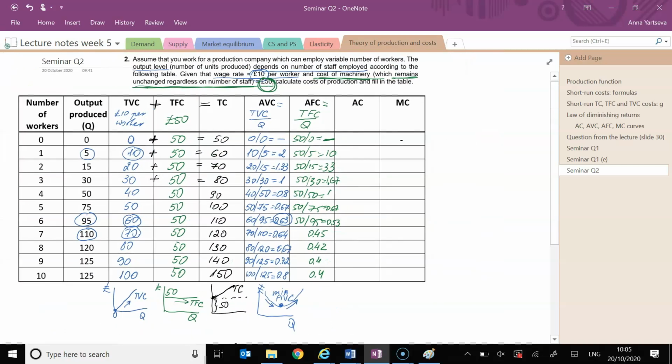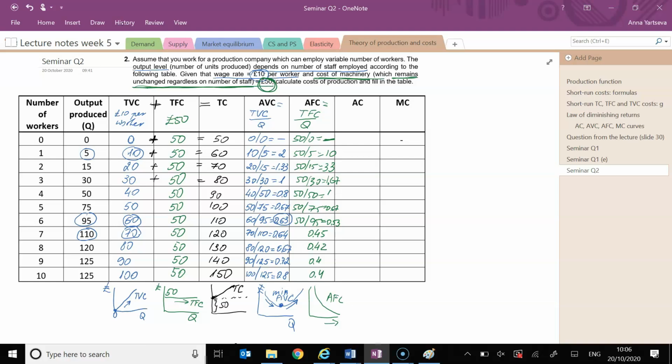Average fixed cost. What you can notice here is that average fixed cost is always declining. We start at 10, then it drops to 3.33, 1.67, 1, 0.67, 0.53, 0.45, 0.42, 0.4. It's always declining. Average fixed cost looks like this. It always goes down. The more we produce, the cheaper it becomes per unit, simply because we spread the same amount across more and more units. So per unit, it will become cheaper and cheaper.